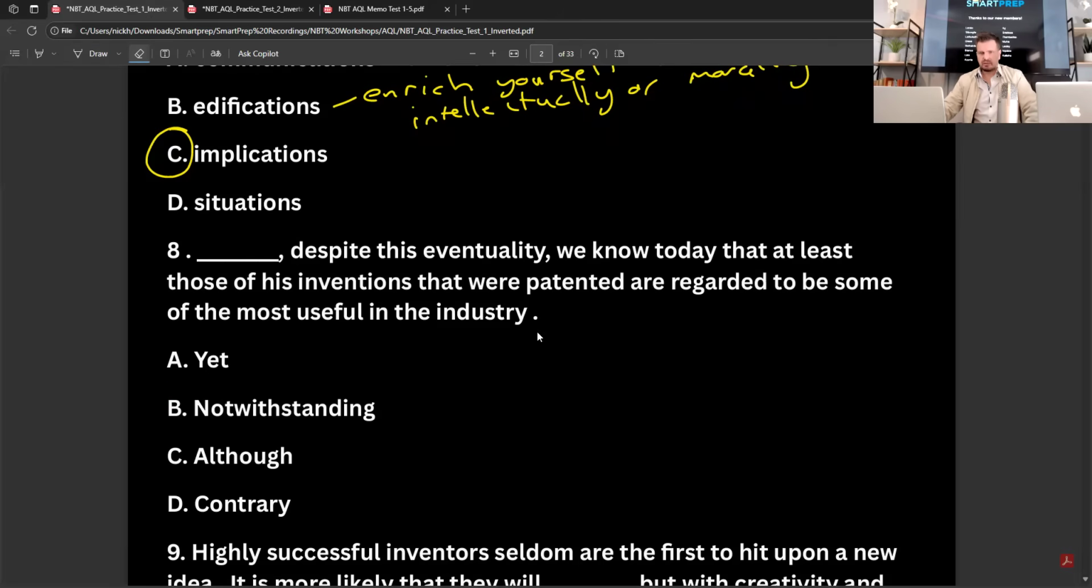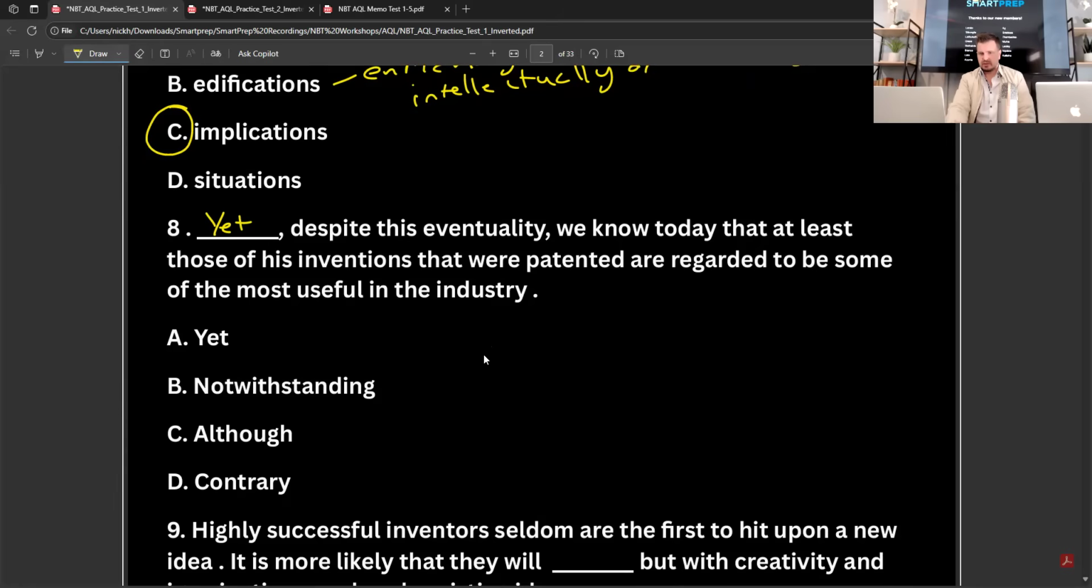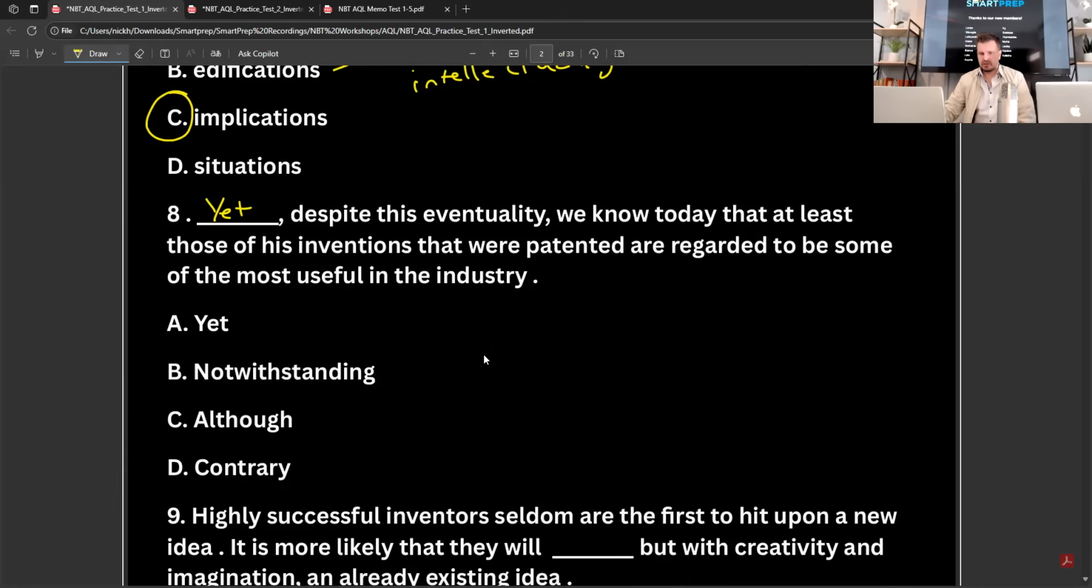the correct answer. We've got the memos there. It's yet, despite this eventuality. Yet, although, despite this event, so this is probably the trickiest one. Contrary, despite makes no sense at all. Although, despite this eventuality, we know today that, although, so this was probably the trickiest one, where one might be between A or C. The correct answer is A.